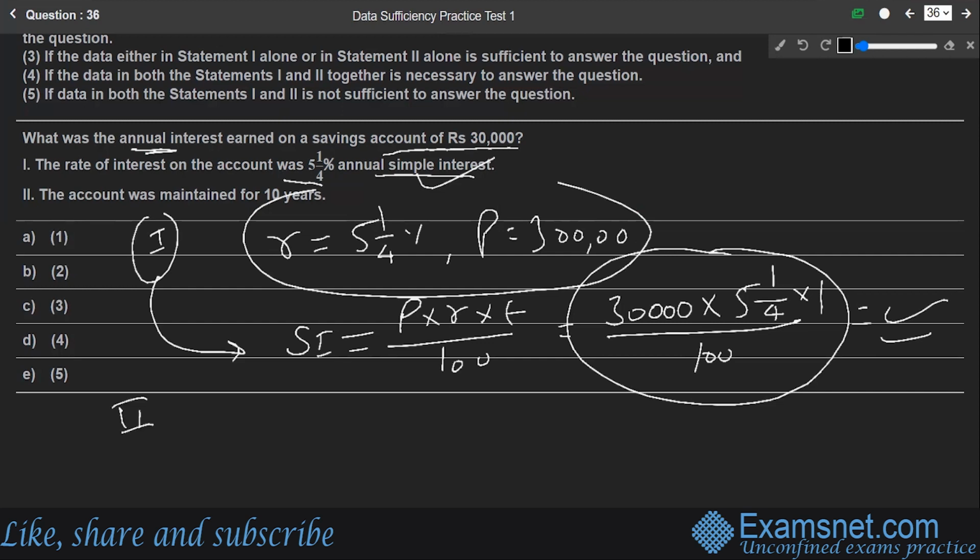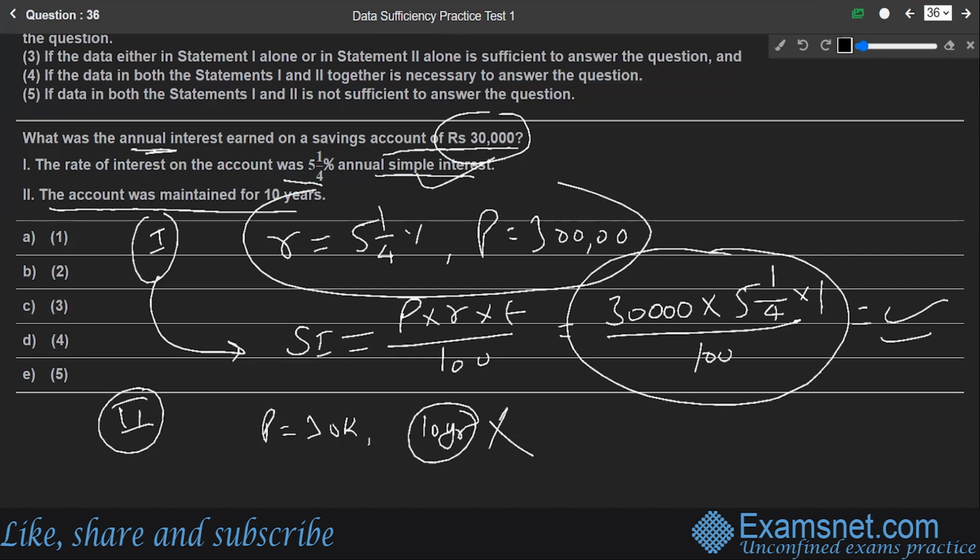Let us check statement number second alone. The statement number second says the account was maintained for 10 years. So if only this information was provided to us, with the principal amount of 30K and the account maintained for 10 years, that doesn't clarify what the rate of interest is. So clearly statement number second information is not sufficient at all. Statement number one alone is completely sufficient. Then obviously option A, that is 1, is the right answer.